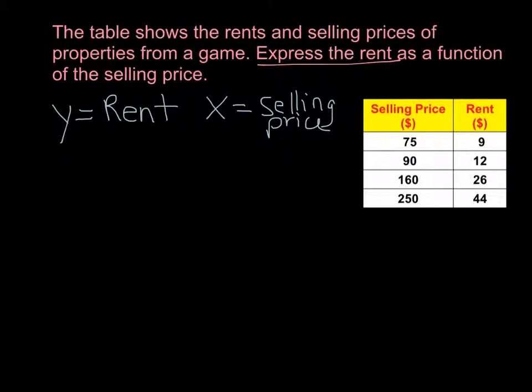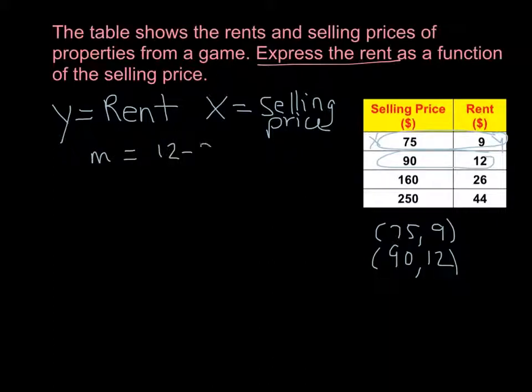because it's a function of the selling price. So again, the first thing I have to do is find the slope. I'm going to pick any 2 points. My selling price is x, my rent is y, so this coordinate is (75, 9), and I'll choose the next one down, which is (90, 12). And I'm going to plug this into my formula. 12 minus 9 over 90 minus 70, I'm sorry, 75.